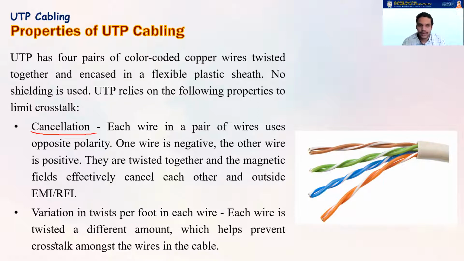As I told you earlier, the variation in twists per foot means each wire is twisted a different amount, which helps prevent crosstalk amongst the wires in the cable. Twisting is done to reduce crosstalk, and because there are 4 pairs placed together in a single plastic cable, the twists of each of these pairs should be different from one another. Otherwise, once again, you have the problem of crosstalk.